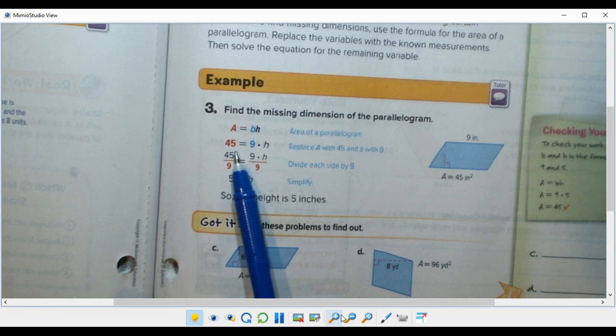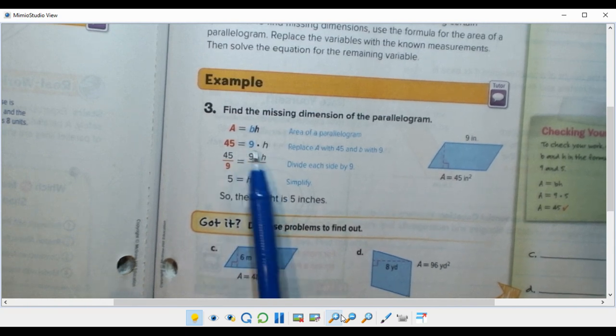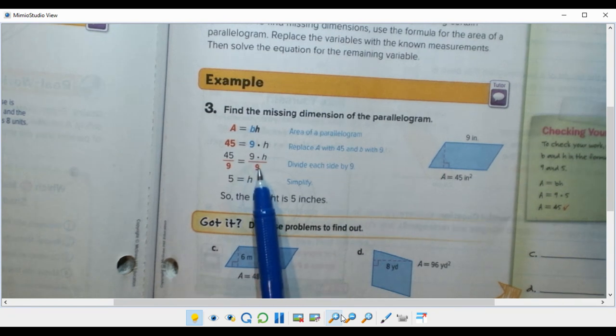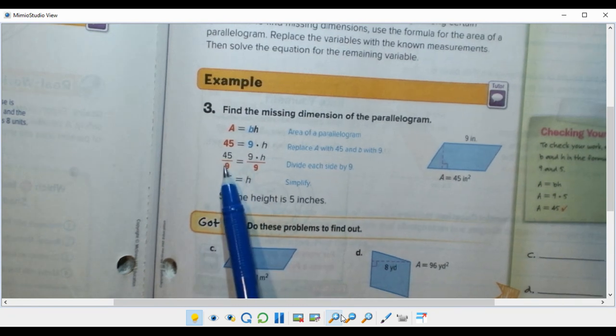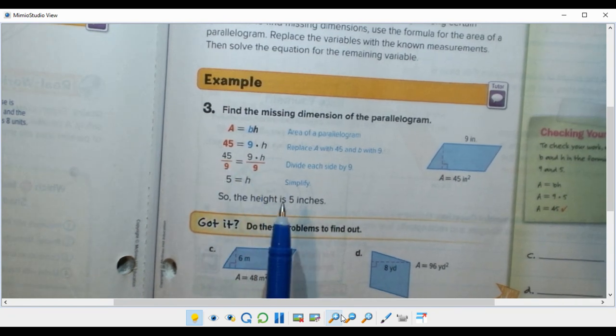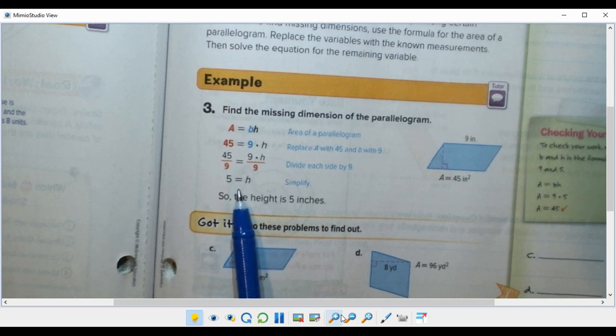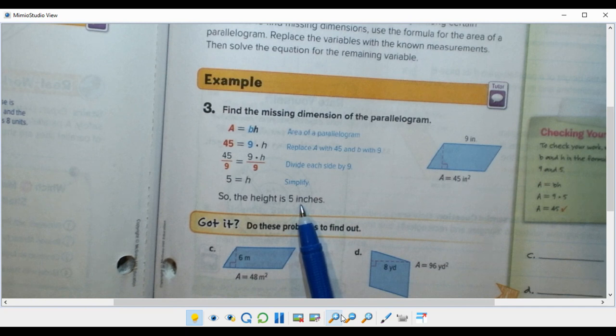Now we're going to solve this like the equations that we did a few chapters ago. 9 times what gives me 45? Since it's multiplication, I can undo with division. Undo to the other side. What's 45 divided by 9? 5. So the height must be 5 inches. Just plain inches. I don't measure height in squares. I measure height with a straight line and a ruler.